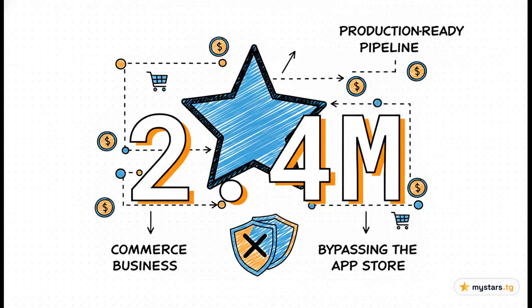Now, to instantly hook any of these skeptical developers out there, just take a look at this massive number, 2.4 million. That is the number of Telegram stars that have already been shipped using this exact method. We aren't talking about some theoretical concept here or a small beta test. No, this is a highly adopted, production-ready pipeline. The sheer scale of this proves that the demand for bypassing the App Store is incredibly real, and the infrastructure to handle it is already functioning flawlessly at high volume.